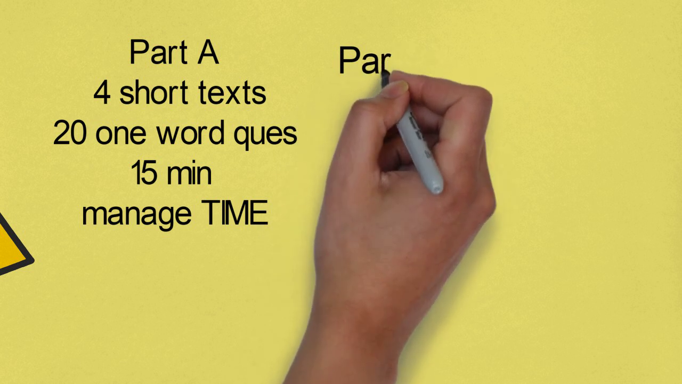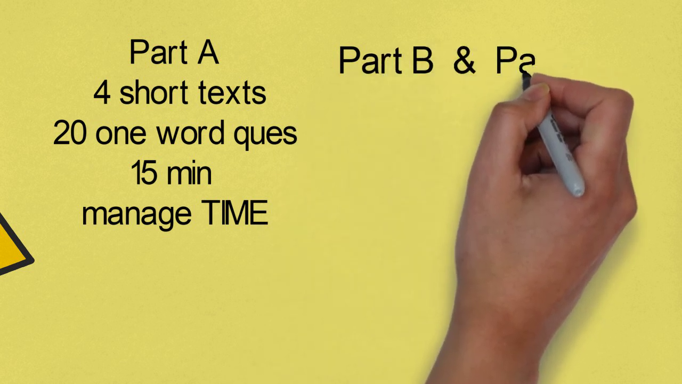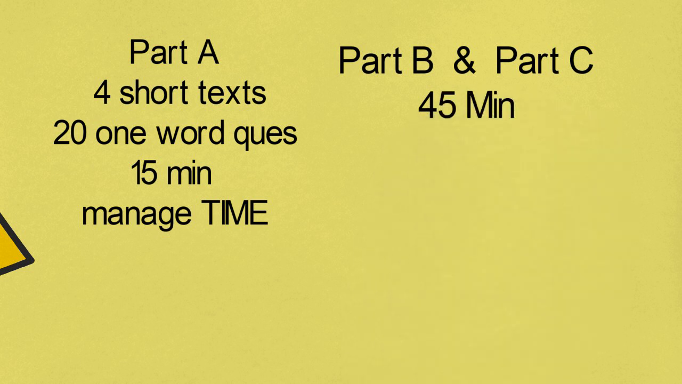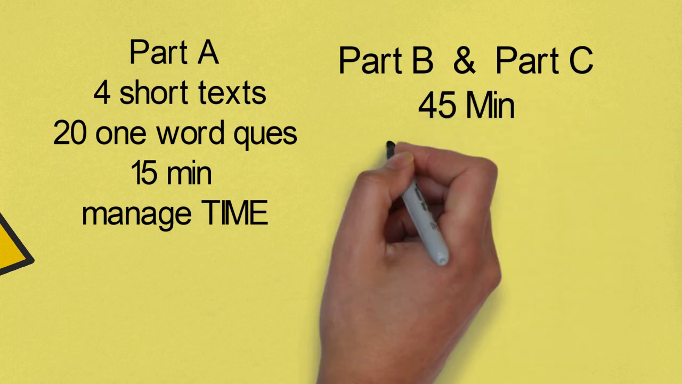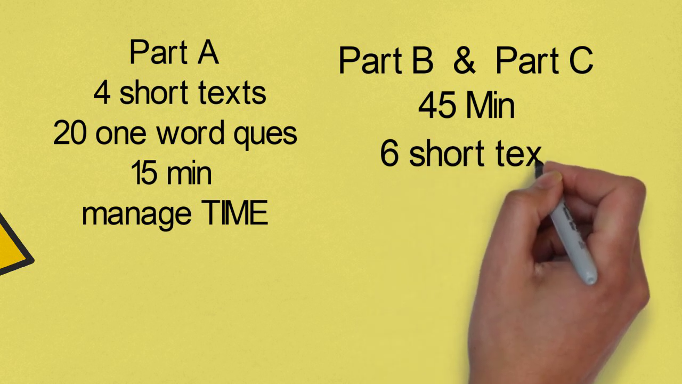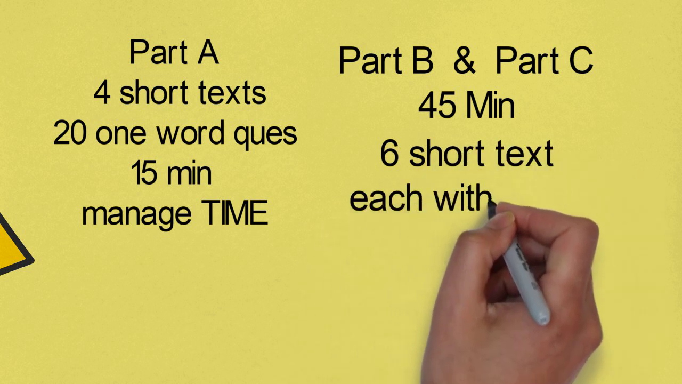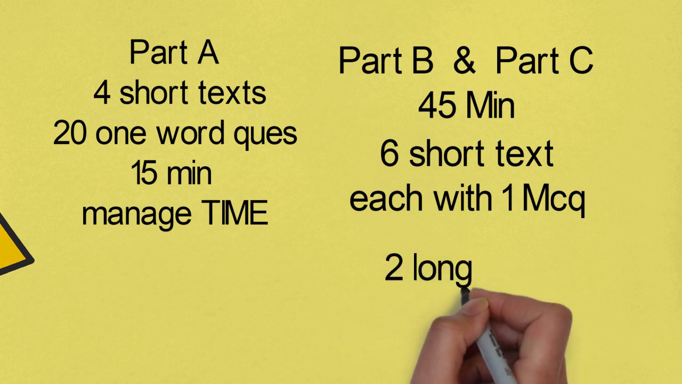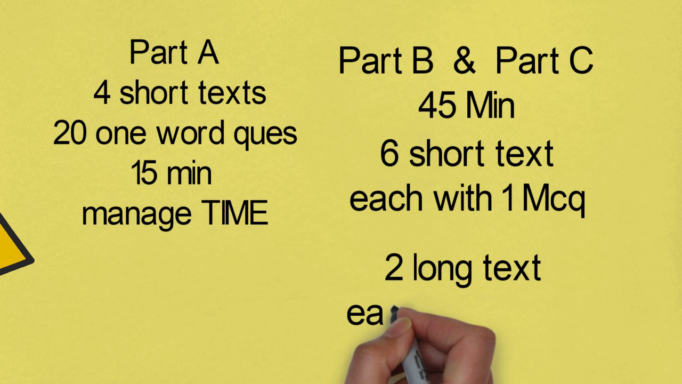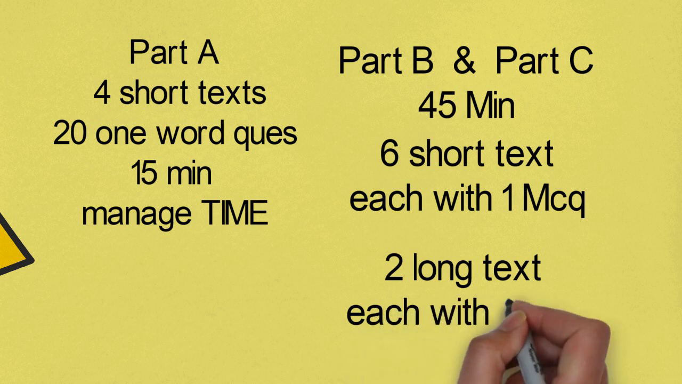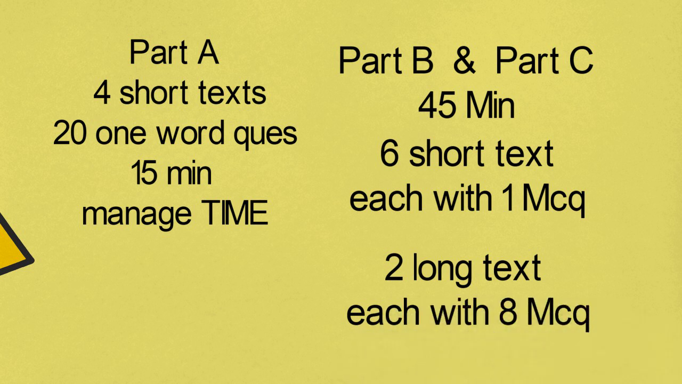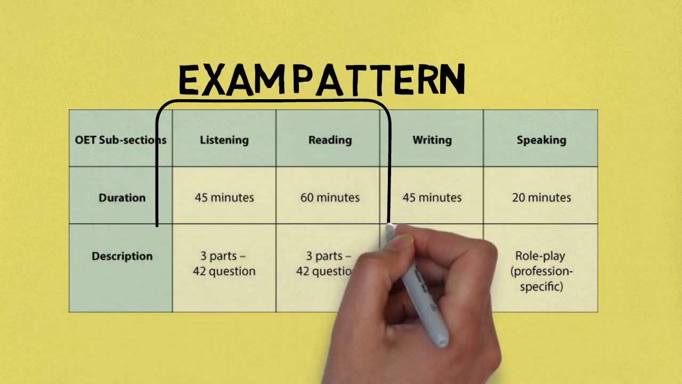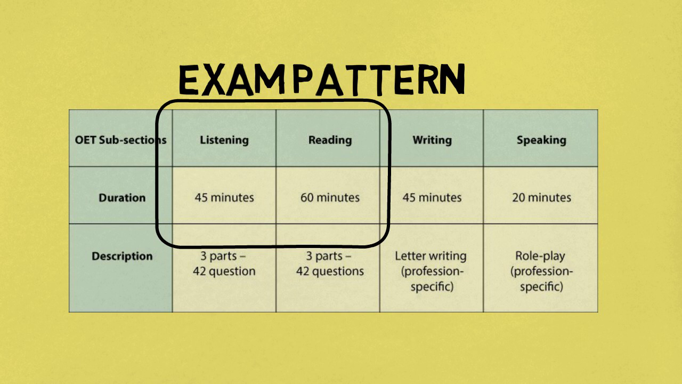is then submitted. Part B and C are of combined 45 minutes duration. In part B, there will be 6 short texts and for each text there is one 3-option MCQ. Whereas in part C, you will be given 2 long texts and you have to mark 8 4-option MCQs based on each text. Reading and listening are very scoring parts of this exam.